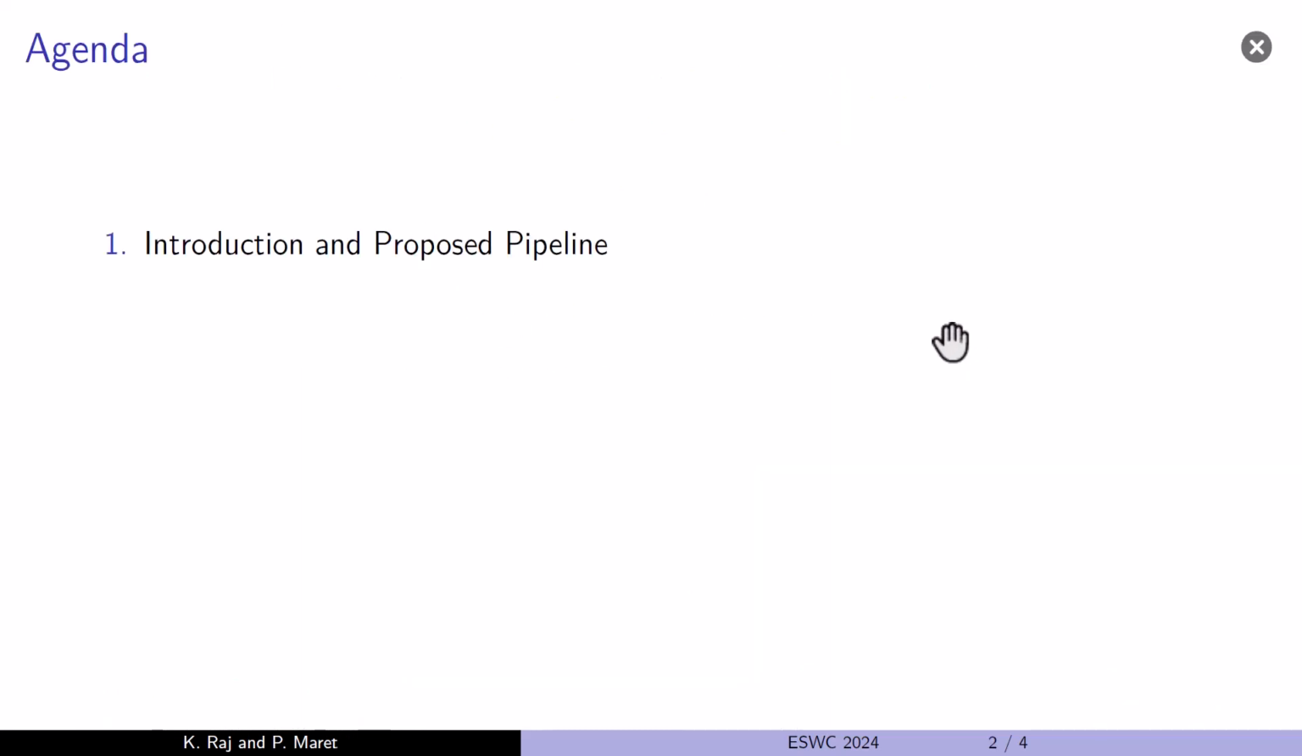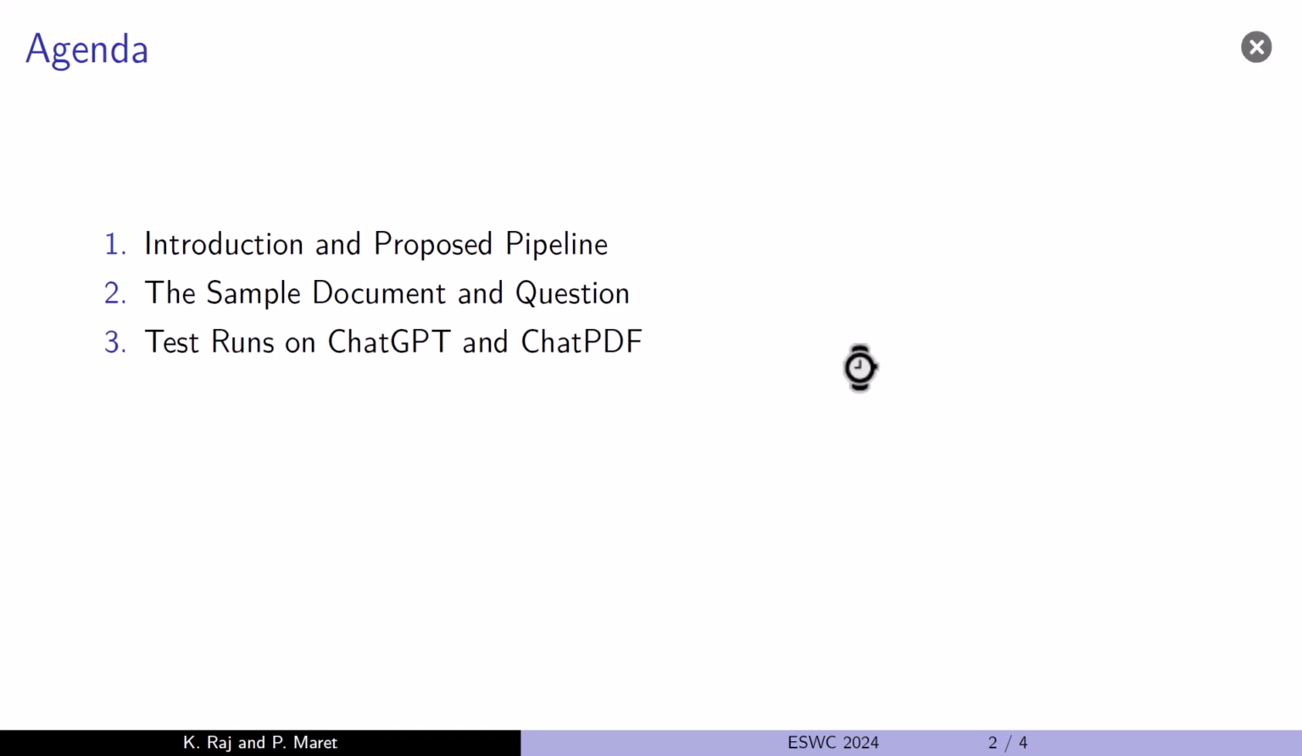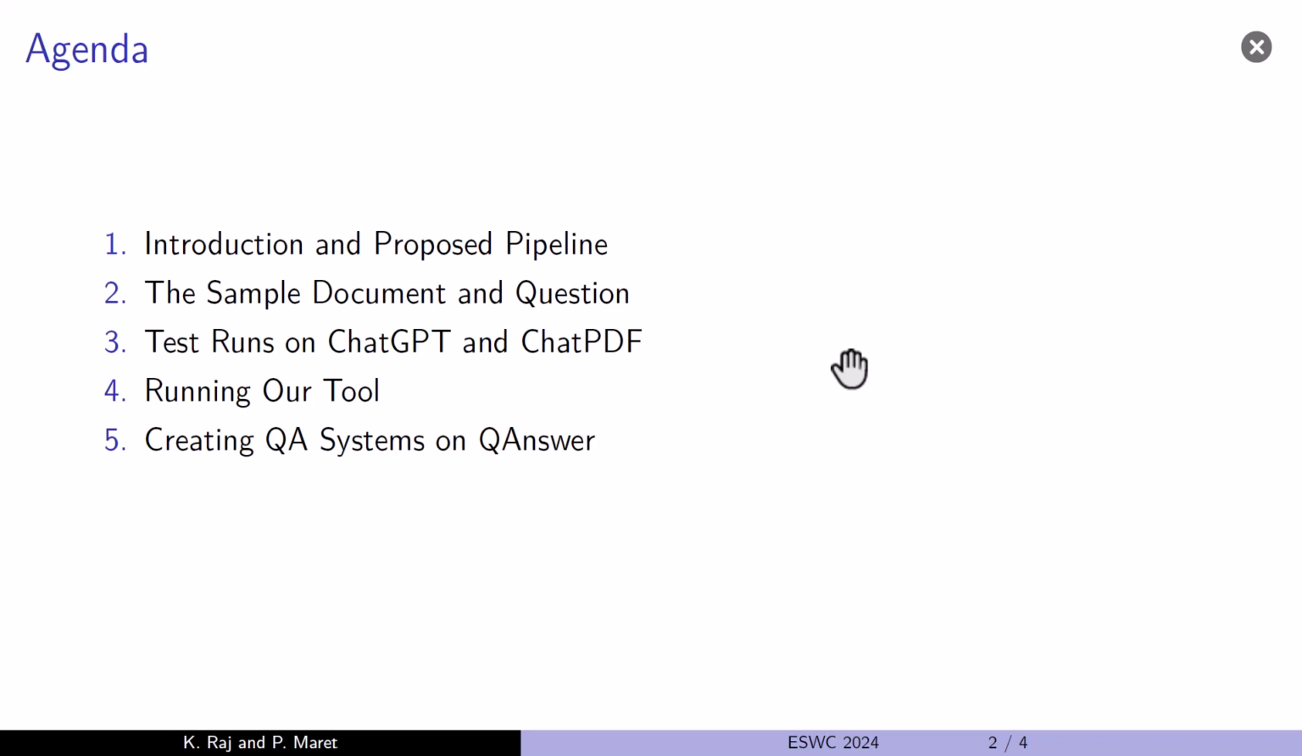I will quickly move over the agenda for this video. First, we will be introduced to the topic and the proposed pipeline. Then, we will look at the sample document and the question which will be used as a running example throughout. To observe the performance of existing systems, we will perform some test runs on ChatGPT and ChatPDF, two popular LLM-based question-answer tools. Moving on, we will see a demo of the working of our tool, followed by the creation of QA systems and test runs on QAnswer.